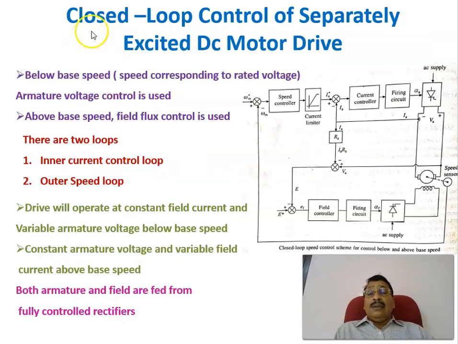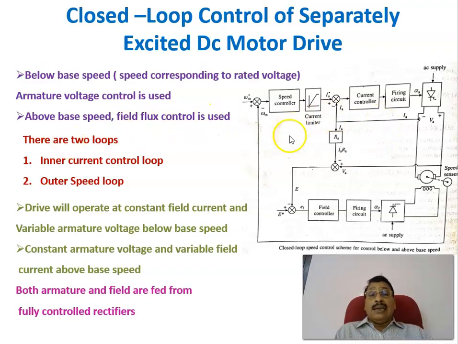Here I am going to explain closed loop control of a separately excited DC motor drive. We have already seen in previous presentations that below the base speed, armature voltage control is used, and above the base speed, field flux control is used. The base speed is the speed corresponding to rated voltage. Below the base speed, armature voltage control is used, and above the base speed, field flux control is used.